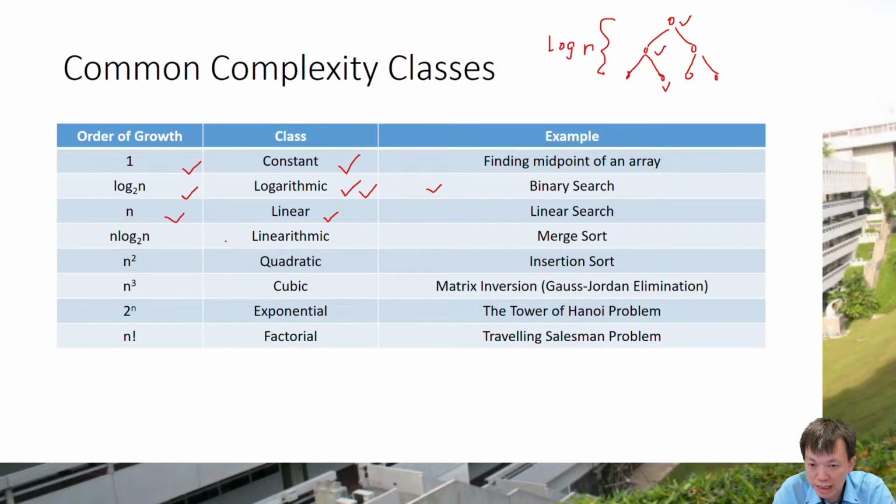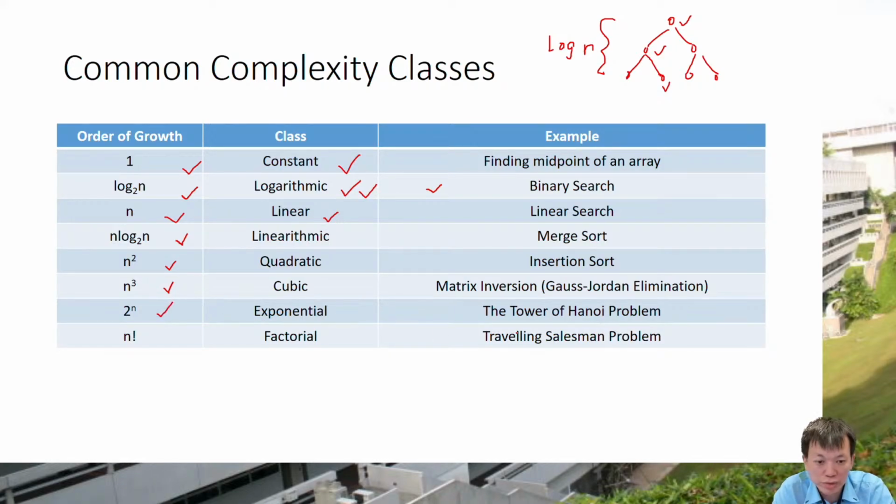Then the one we did not cover is sorting. Merge sort and quick sort are all linearithmic, n log n. Then insertion sort, which runs two for loops, is very likely quadratic. Then the next one, matrix inversion, which you may learn in linear algebra, is actually cubic complexity.